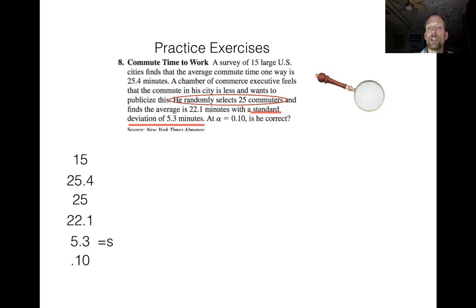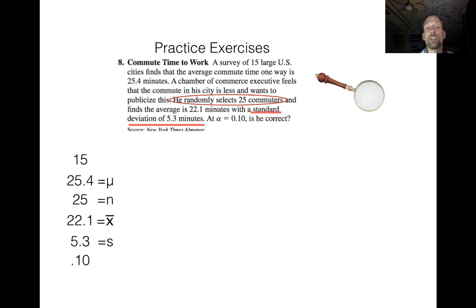We identified 25 commuters was in our sample, so that's going to be useful. 22.1 was also our sample average, because 22.1 is also mentioned in the context of what's happening in the sample. So we're going to label 22.1 our X bar. Our 25 we can label as our sample size N.